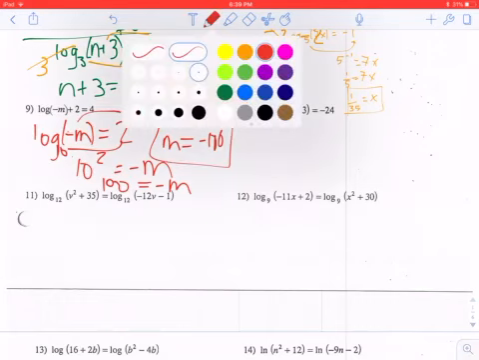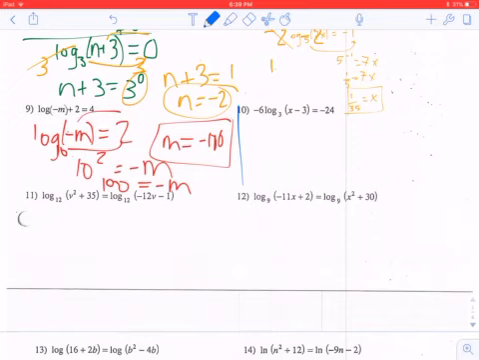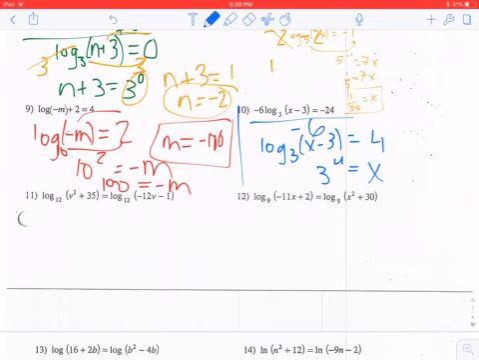I'm going to switch up some color here for you. Get rid of the negative 6 by dividing by negative 6. So I get log base 3 of x minus 3 is equal to 4. 3 to the 4th power is equal to x minus 3. 3 to the 4th power is 81. And if I add 3 to that, I get 84. So x is equal to 84.